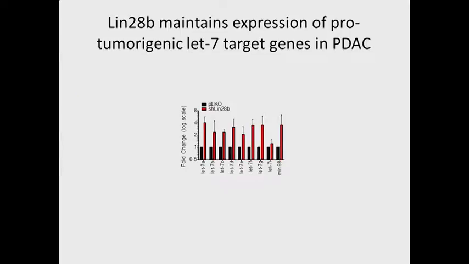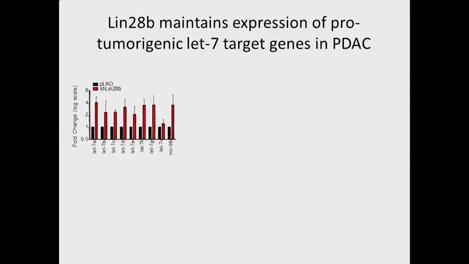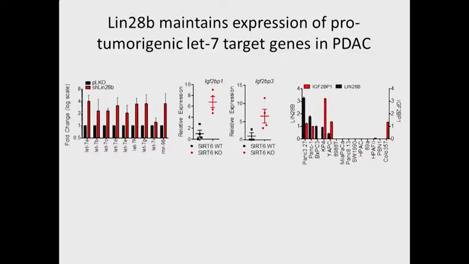As I mentioned before, the main function of Lin28b is to inhibit the processing of the LET7 family of microRNAs. Accordingly, when we knock down Lin28b, we see an increase in all of the LET7 isoforms. We also see an increase in the LET7 target genes in our SIRT6 knockout mice. These are the insulin growth factor 2 binding protein 1 and 3. These are also oncofetal RNA binding proteins, and they were actually first discovered in pancreatic cancer and have been associated with poor prognosis, undifferentiated histology, and metastasis.